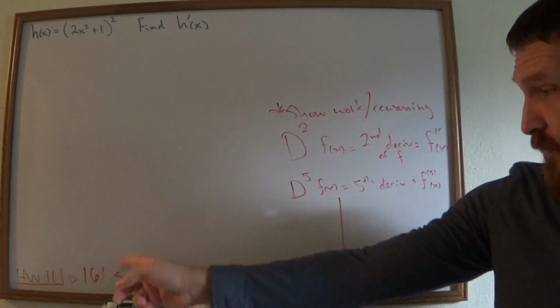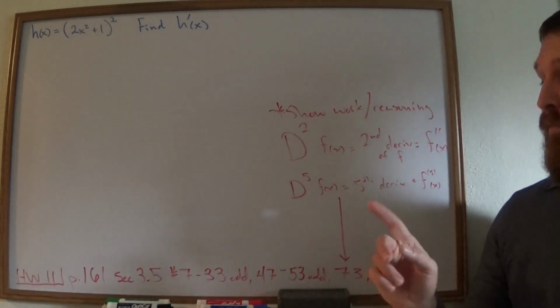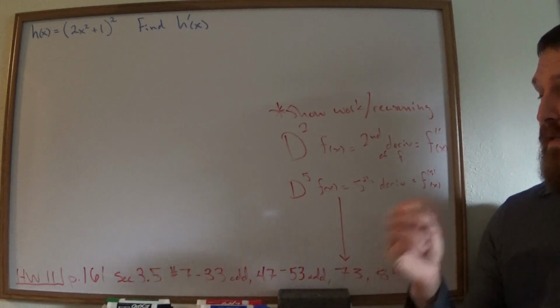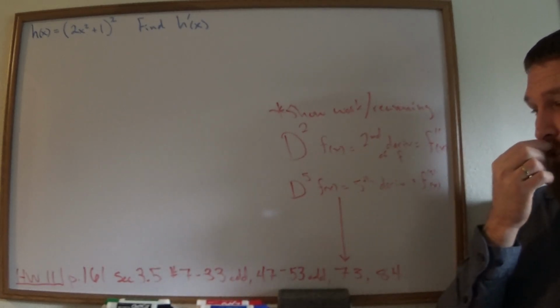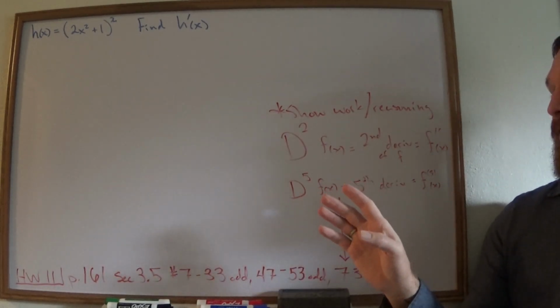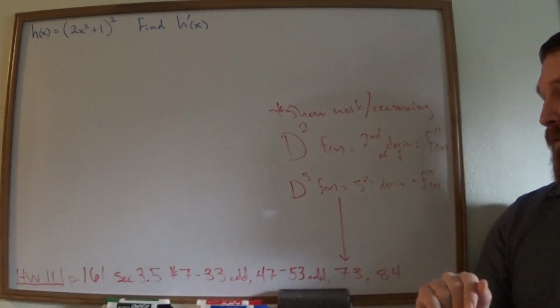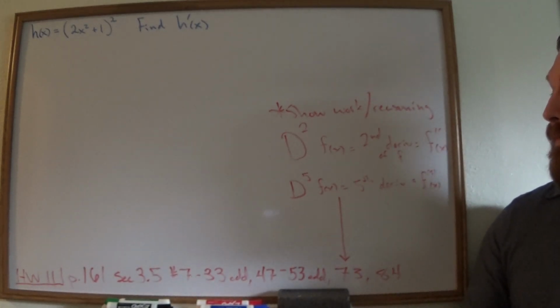Homework 11, page 161, section 3.5. We're moving into section 3.5. Like I just said, we're going to get out of trig because you're going to have plenty of stuff with trig. You'll get plenty of practice with it. I do want to move on.